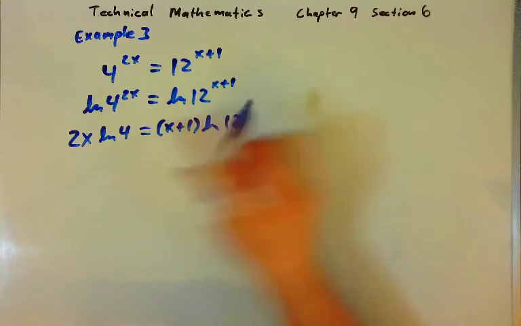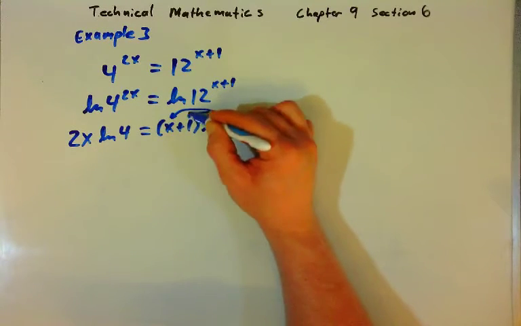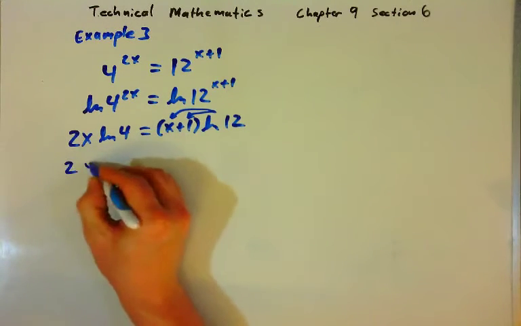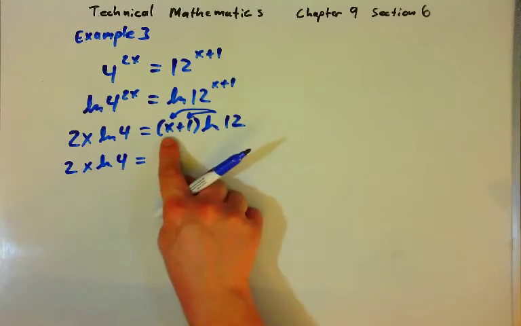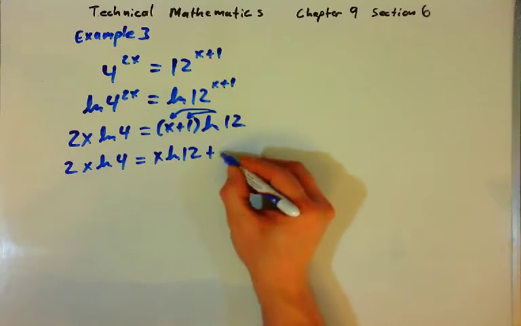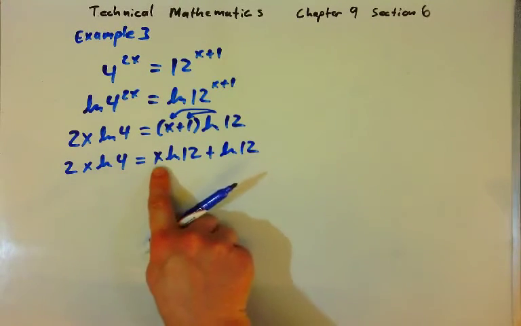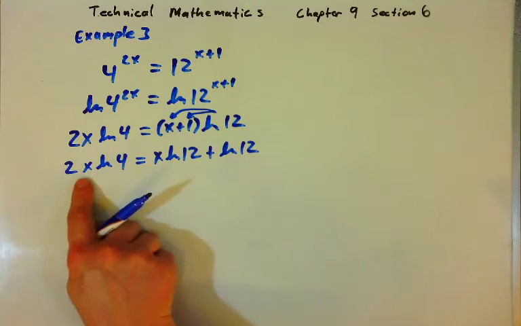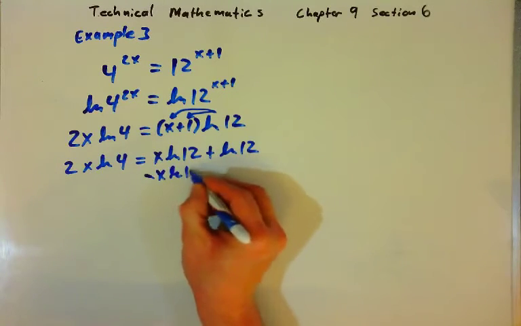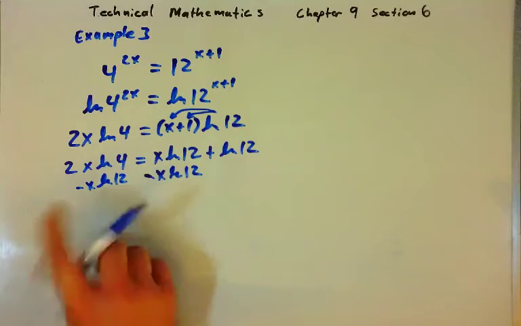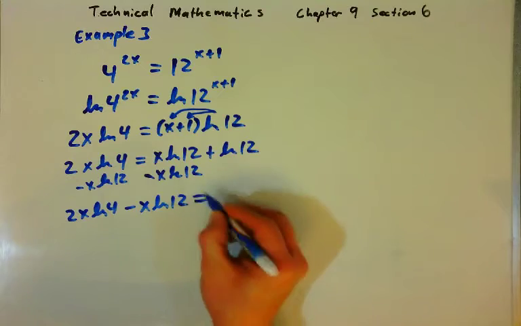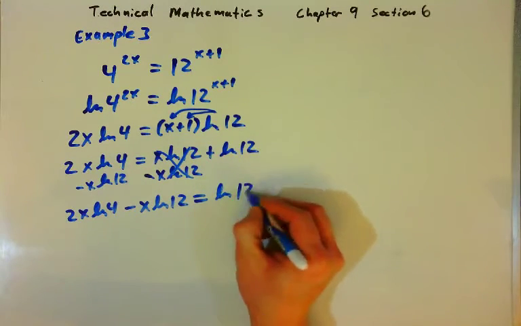And so anytime you see a problem like this, you should be thinking distributing. You should be thinking that you need to distribute. So the natural logarithm of 12 distributes into the parentheses. We'll have 2x ln 4 is equal to x ln 12 plus 1 times ln 12, which is just ln 12. Now the x is no longer in parentheses, neither is this one. My goal now is to get the terms that have x in them to the same side, so I'll subtract x ln 12 from both sides, and we'll get 2x ln 4 minus x ln 12. These cancel, and this will be equal to ln 12.